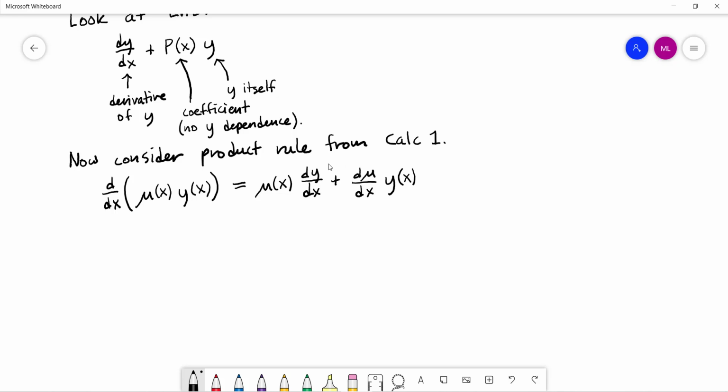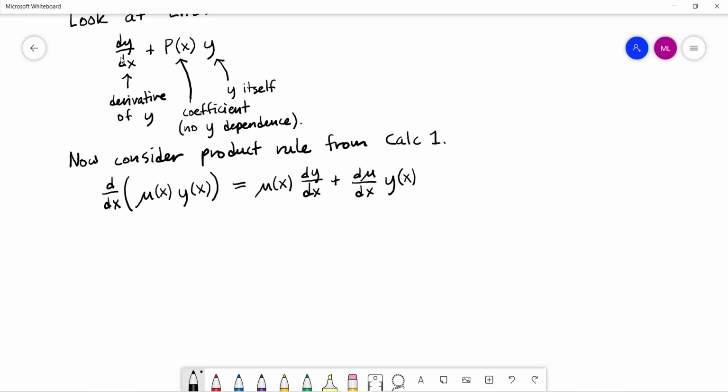And you're welcome to use primes instead of Leibniz notation if you want. It doesn't really make a difference here. But this is what we're looking at. So this is what product rule looks like. And I want to look at this, what we have here, and compare it to what we have here. And again, this is where the inspiration is coming from.